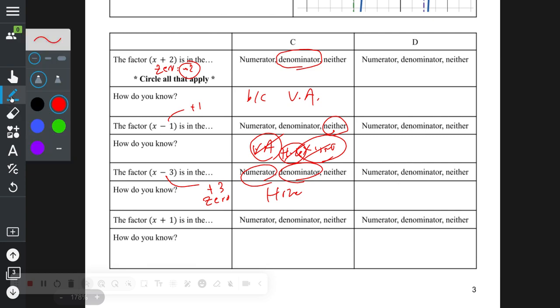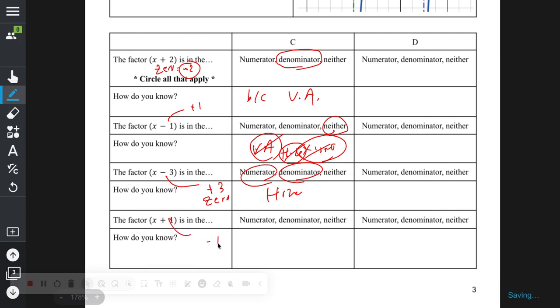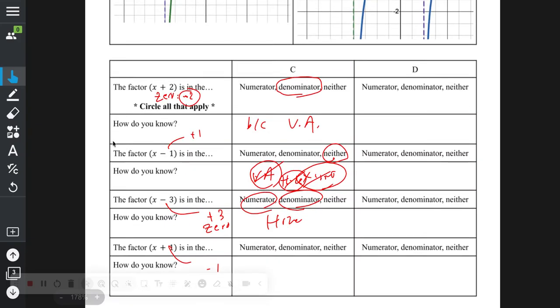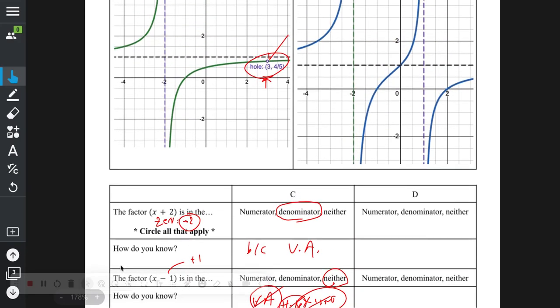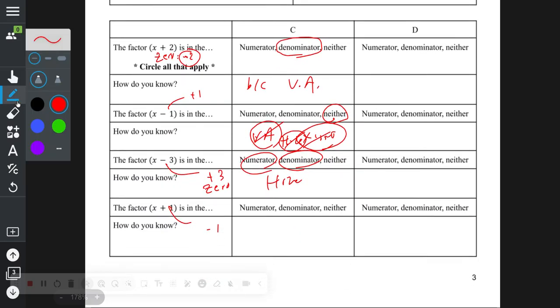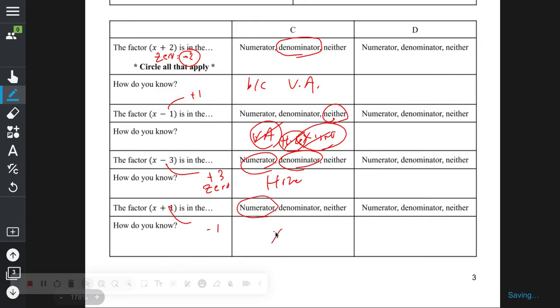And the factor x plus 1, which creates a zero at negative 1, again we're looking for one of three things. Let's go to x equaling negative 1. And, whoa, hey, look, right there, x equals negative 1. What we see is an x-intercept. So that means that factor has got to be in the numerator.